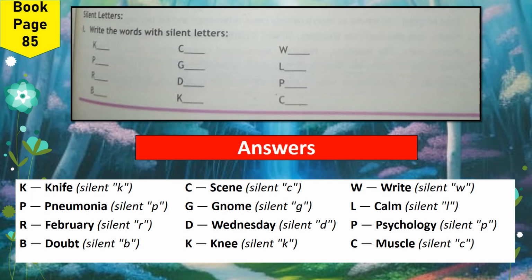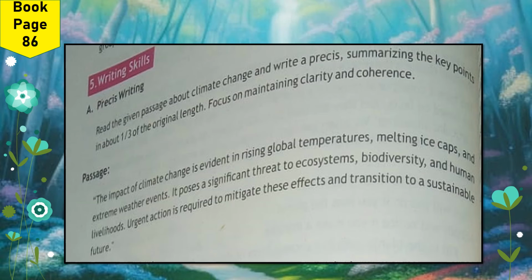We say right. 10. L, calm. The L is silent. It's pronounced calm. 11. P, psychology. The P is silent. We say psychology. 12. C, muscle. The C is silent. It's just muscle. Isn't that fun? English has many silent letters, and knowing them helps you read better and pronounce words correctly. Keep practicing.